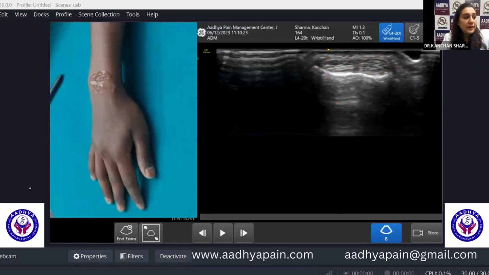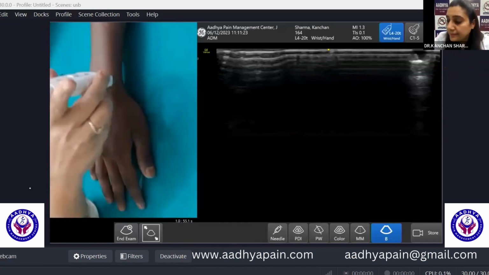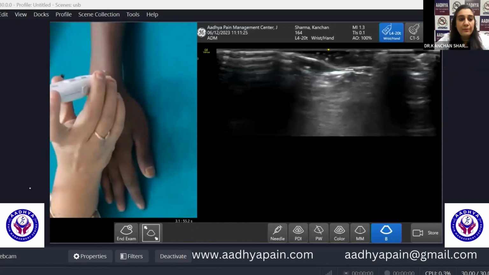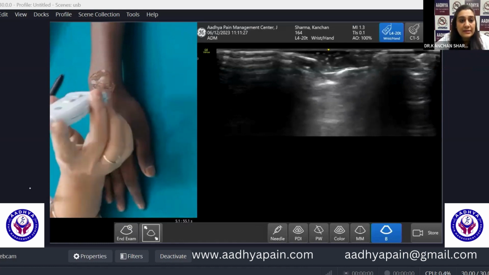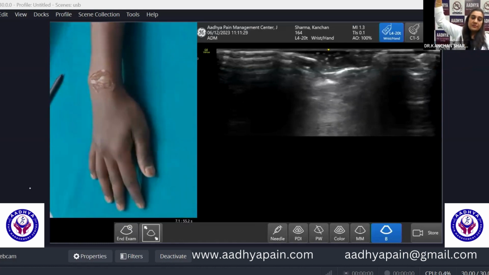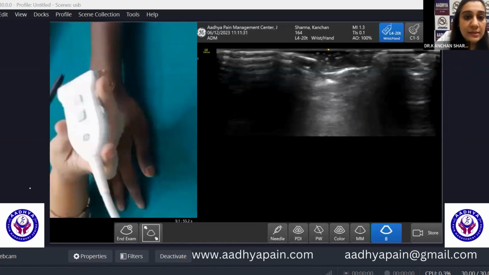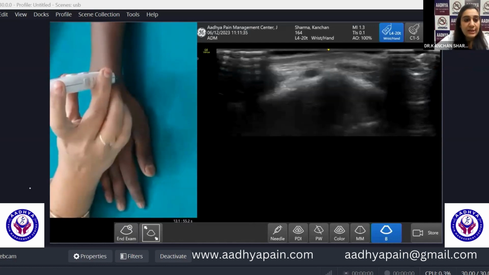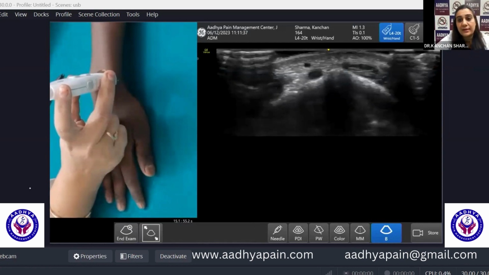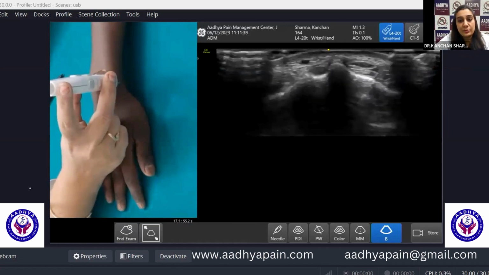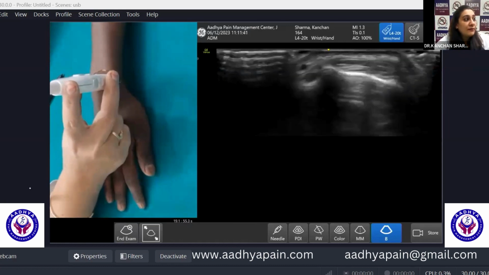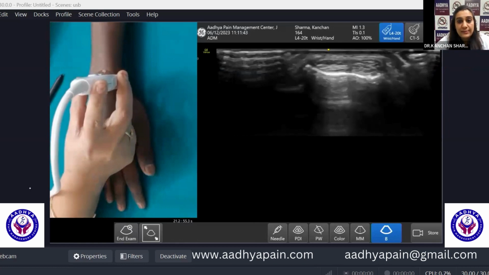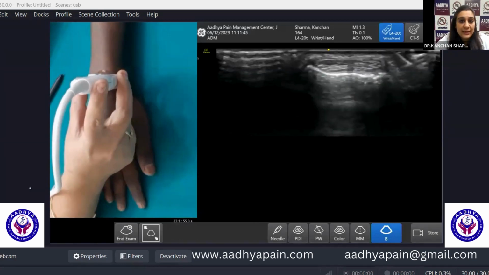So again, we'll go back to our home page. When I say home page, that is the probe in short axis to the distal dorsal aspect of the radius with the aspect marker towards the ulnar side. So now that is the Lister tubercle. Fine. We have already seen these two tendons, meaning I have just scanned the second compartment.